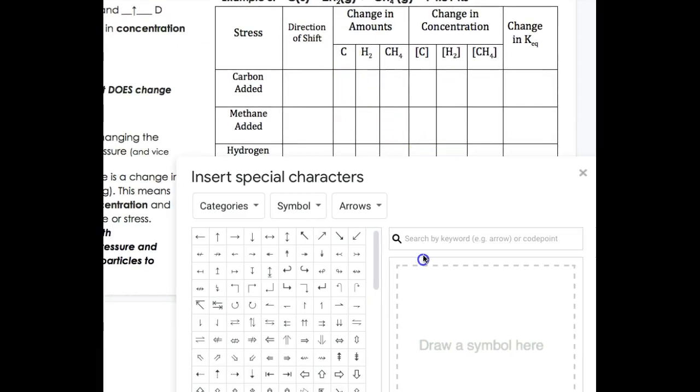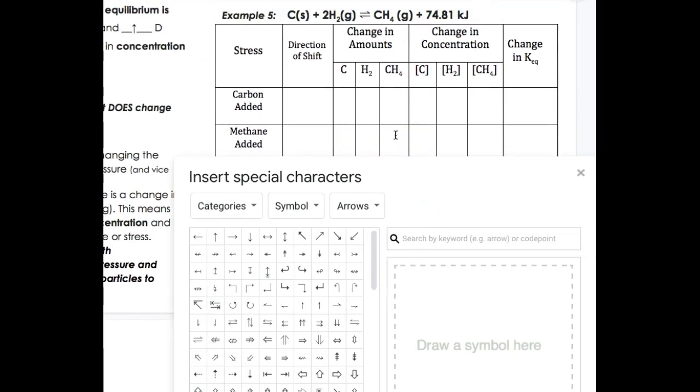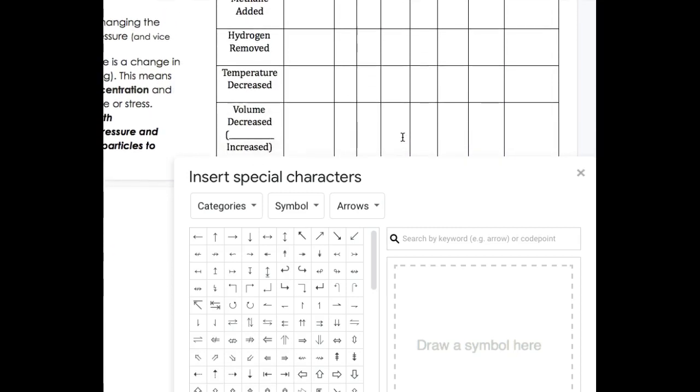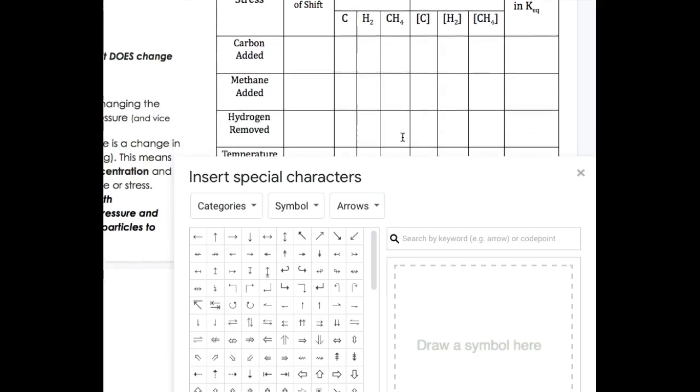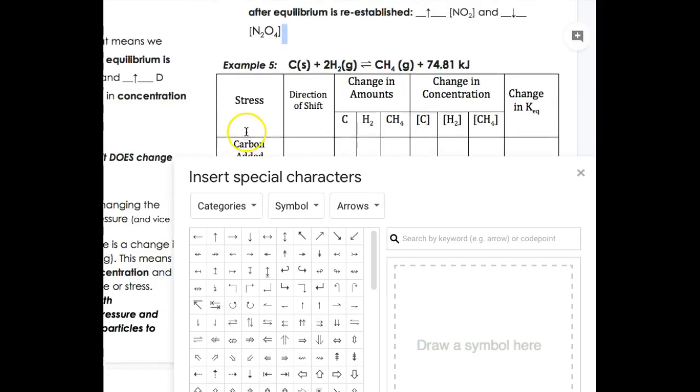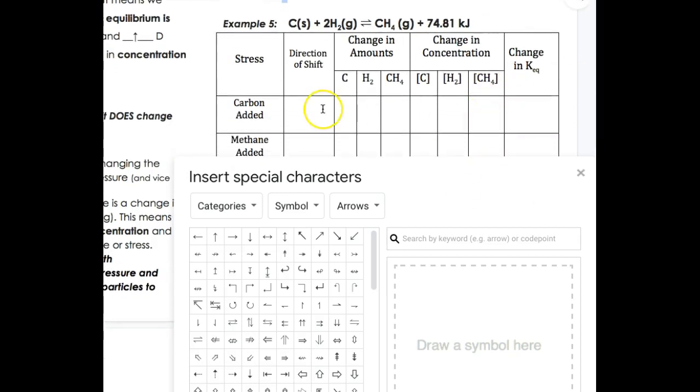So here is a table. What I want you guys to do is try to fill this in, and once you're done, just check in with me and we're going to go over it one by one. It's like 5 problems all in one table. You're going to tell me the direction. Is it going to shift to the right or left? What's going to happen to the amounts of each substance? What's going to happen to the concentration? And then what's going to happen to the K value according to the general rules that we talked about? So hopefully you guys try that.